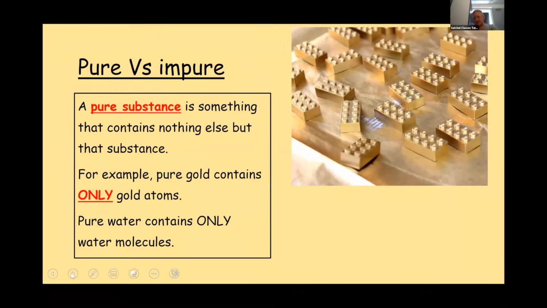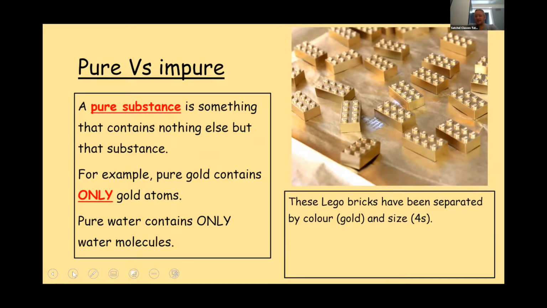This is my favourite kind of example. I think Lego's brilliant for all this kind of stuff. But you can see on the page, a load of Lego blocks. These have been separated by colour, gold, and by size, 4x2. This is a sample that is pure. They're all the same building block.